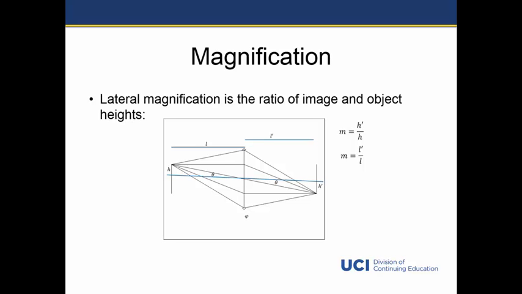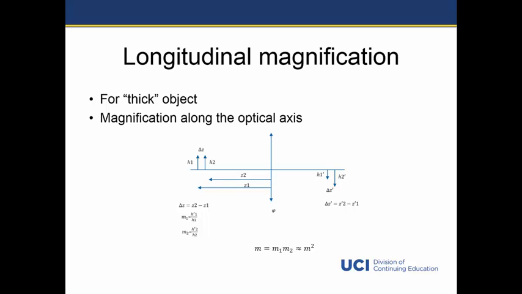And these angles are going to be equal. Now there's also what's referred to as longitudinal magnification. And this is the magnification, if you will, for a thick object. Because if you think of something that has depth, the magnification of the side that is closest to the optical system will be different than the magnification of the face or the part that is furthest away from the optical system.